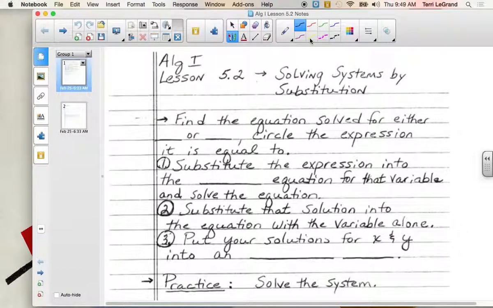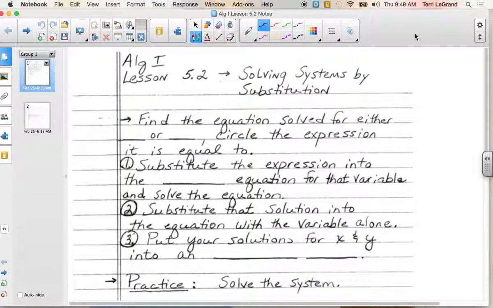Recording right now. Okay, so in this lesson, I said there were a couple of different ways we're going to learn how to solve it algebraically. This one deals with solving it by substitution. Substituting means we're going to find something that we can substitute from one equation into the other equation, because we're going to have two equations working together.